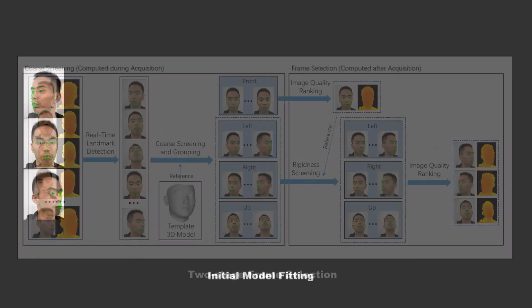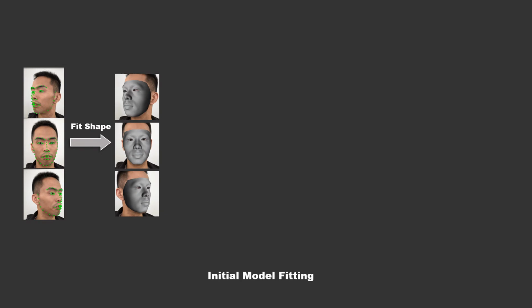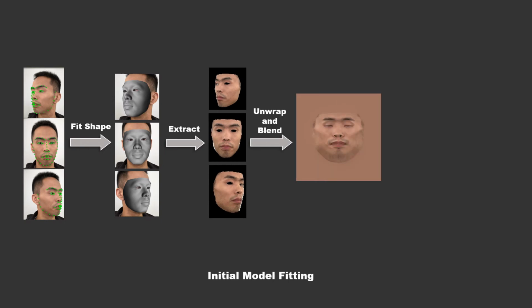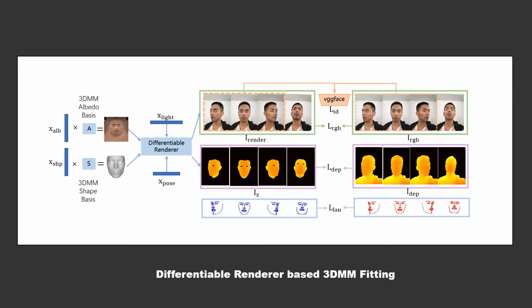After obtaining the best frame in each pose group, we perform an initial 3D shape fitting using the lifted 3D landmarks to extract texture maps from input photos, which are further blended into a full texture map. A parametric texture map is then estimated by performing a 3D fitting on the full texture map. With the initial 3D shape and texture parameters, we employ a differentiable renderer-based 3D optimization to model all available constraints including landmark loss, pixel-wise depth loss, pixel-wise photometric loss, and identity perceptual loss.